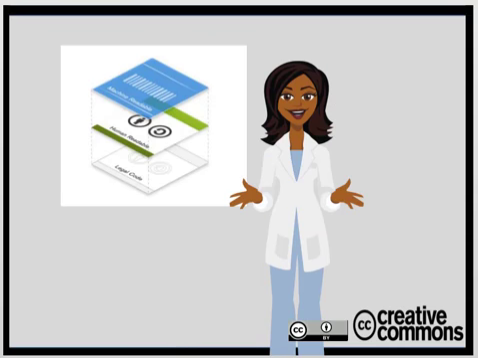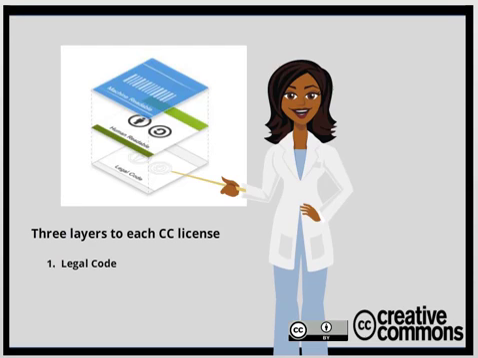First, we're going to look at each layer of the licenses. There are 3 layers. The base layer contains the legal speak or lawyer speak, which lawyers can read, interpret, and defend if they need to. This layer is known as the legal code. These are the terms and conditions of the license which are legally enforceable in court. I think of it as the legal bottom line of the license.